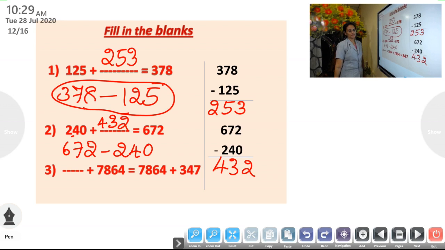Dash plus 7864 equals 7864 plus 347. See, here you can use order property. You can add two numbers in any order, isn't it? So, dash plus 7864 is equal to 7864 plus 347. So, what comes here? Yes, it is 347.